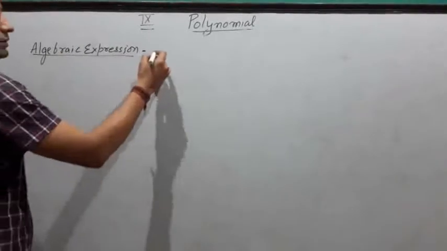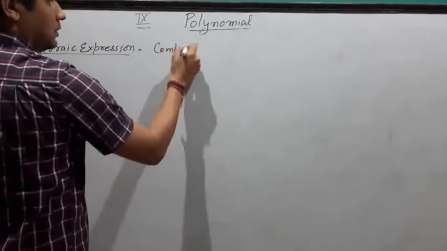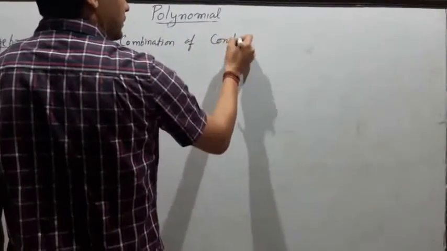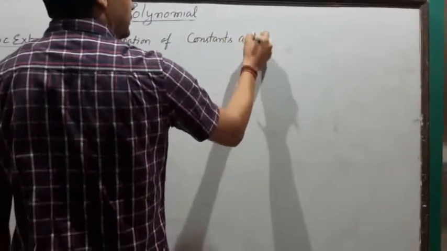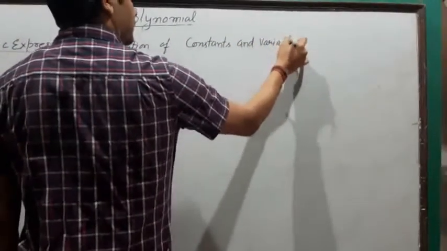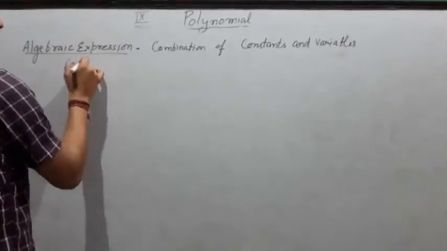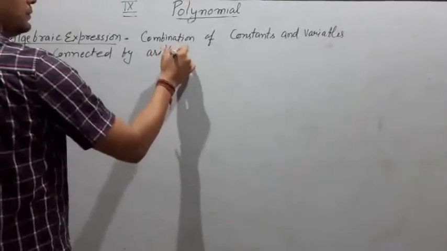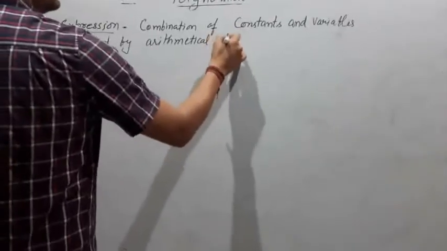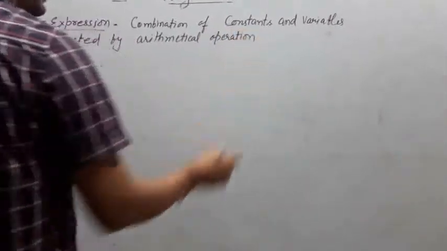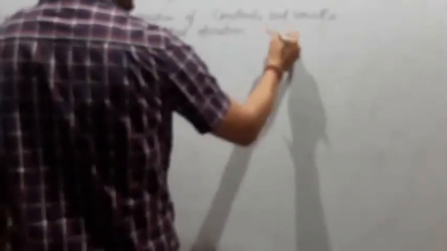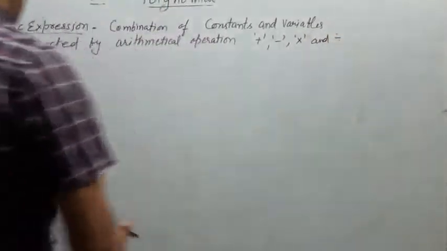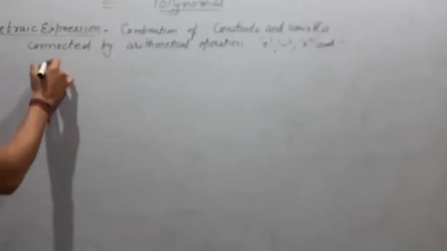Algebraic expression is a combination of constants and variables connected by arithmetical operations like addition, subtraction, multiplication and division. Let's take few examples of algebraic expression.